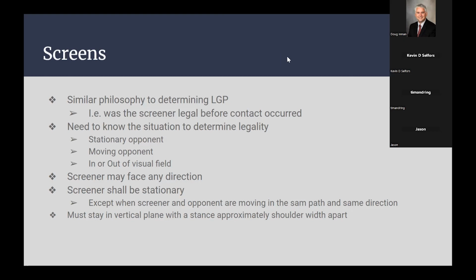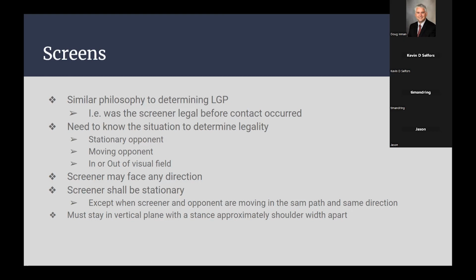So screens tie into legal guarding position as well. Just think of it as the screener needs to establish legally on their spot before contact occurs with the person they're trying to screen. The only difference is, you see their bullet point 3, they can face any direction. You don't have to have your torso facing the person you're trying to screen. You just have to have both feet on the floor and be stationary. I think it's rule 440. It goes over what screens are and the different scenarios there.